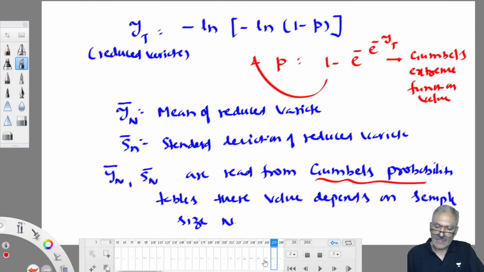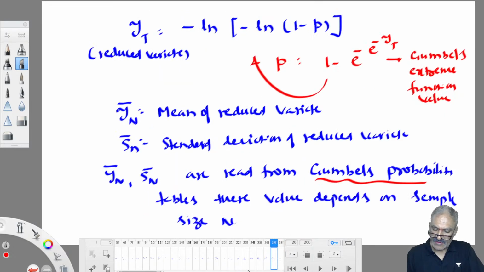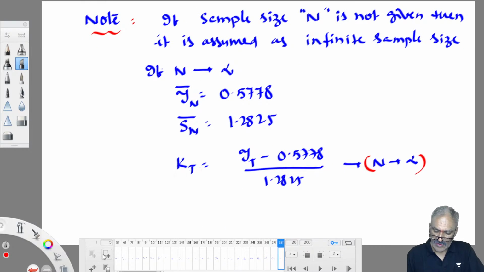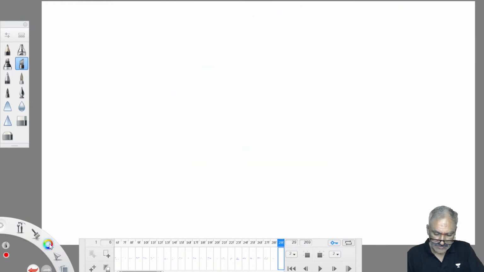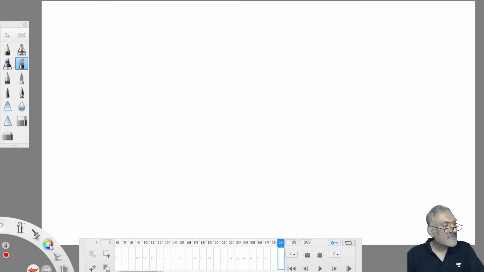So finally, formula substitution: probable maximum precipitation is P bar plus KT into sigma. Let us try one question related to this so that you become familiar with this concept as well. We can't take risk in the exam. Any kind of question they may ask. This is the last variety of problem in frequency analysis. This question was asked in the ESE exam.